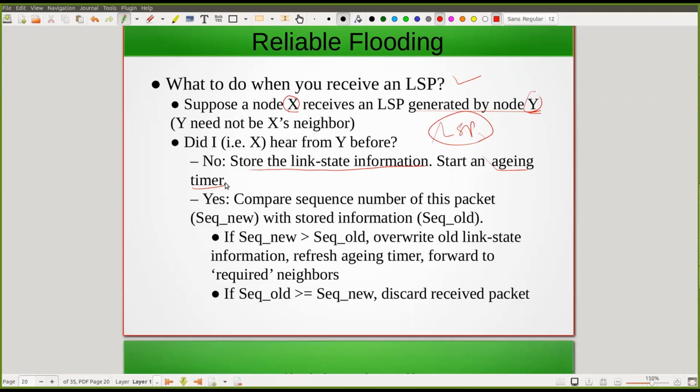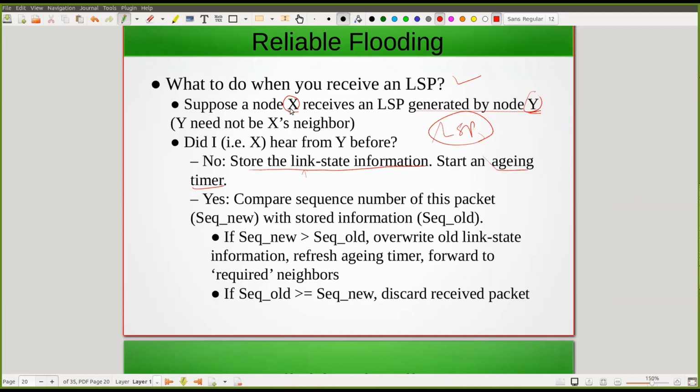Information may be outdated after a certain period of time. Okay, so that's why, in order to keep the information fresh, it is always maintaining a timer. That information will be valid for only a certain period of time. So after storing this link state information, it starts a timer for how long this link state information will be valid. After that, it is going to flush this information from its own end. Okay, then this is the first condition.